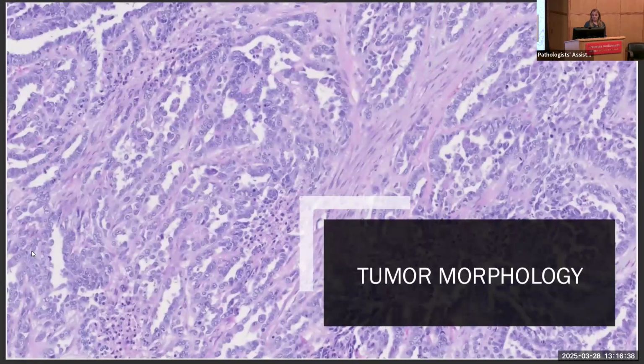If we zoom in here, we can appreciate the papillary nature of this tumor even more so. And we also have lymphocytic infiltrate, very prominent nuclei in our cells, which we can see throughout this whole tumor. And overall, it's very high grade.